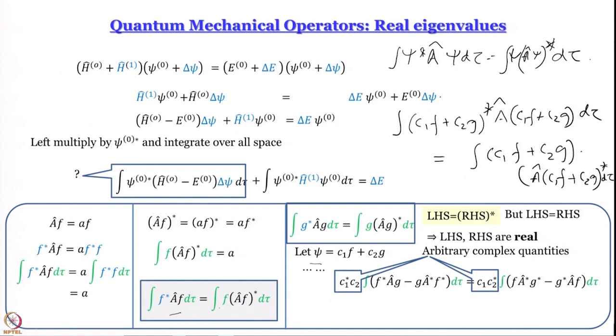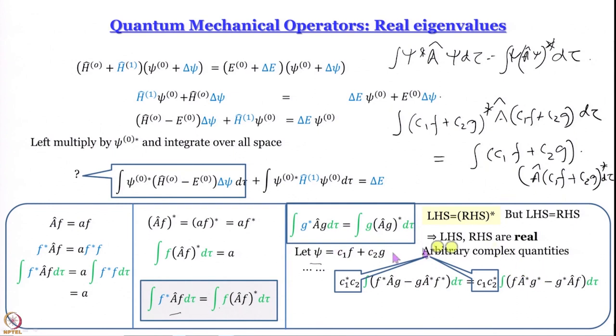We have written a general expression. So, these are arbitrary complex quantities. So, what about the rest? Remember, let us work with the left hand side first. Left hand side is real. Left hand side is made up of two factors. The first one is C1 star C2, second one is the integral. Similarly, right hand side is C1 C2 star multiplied by another integral.